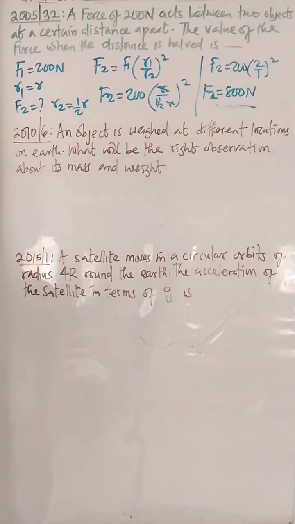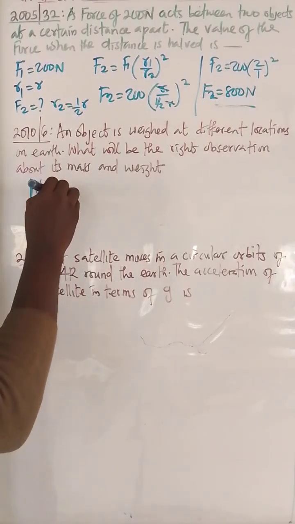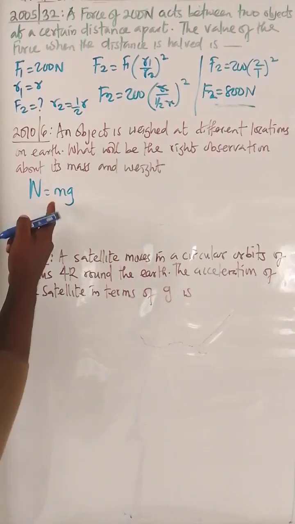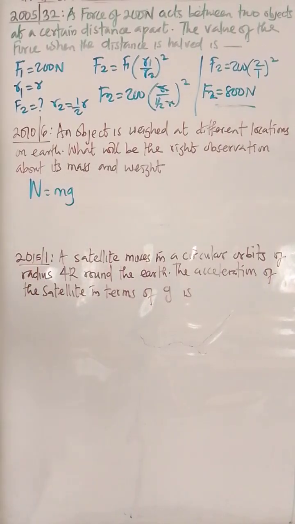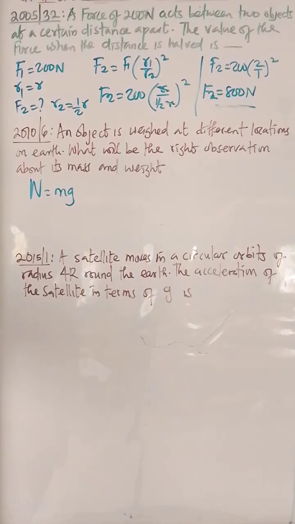Next, an object is weighed at different locations on Earth. What will be the right observation about its mass and weight? Simple. We know that weight equals mg. The mass of the body is what we call the quantity of matter in the body. So if I have a cup that is half filled with water and I close it, that cup will weigh the same thing, or the water inside the cup will always be half filled if no water escapes.